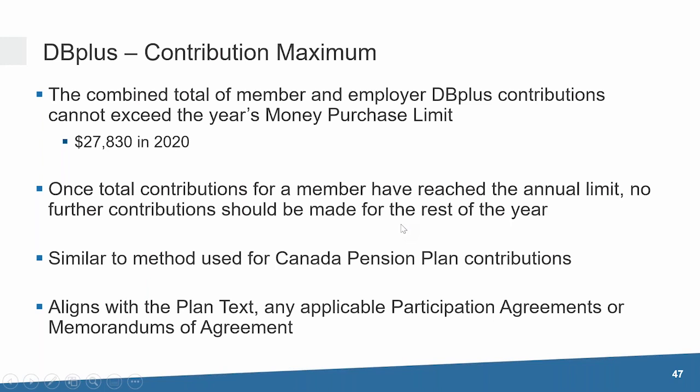The only exception is when new employers join the plan and had a registered pension plan in place before joining CAT. During this transition year, the annual limit will be prorated for the portion of the year in the CAT plan. After that year, the full annual money purchase limit is applicable.